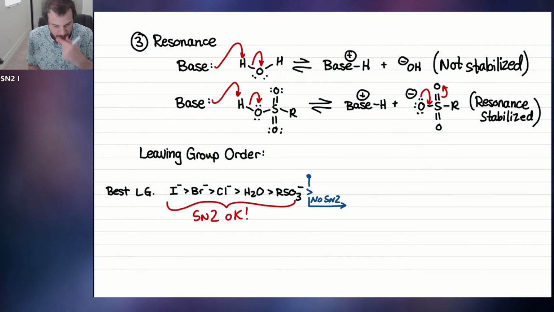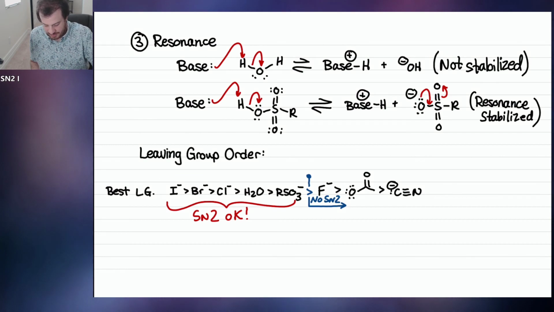The only leaving groups you need to remember are iodine, bromine, chlorine, water, and sulfonate. All these other ones are crap leaving groups that are not going to work in Sn2. And they are F-. Doesn't do Sn2, not a good leaving group. Next up, acetate. And this is in order of getting bad to worse. Cyanide. Just to save space, I'm not going to put my negative charges in circles.